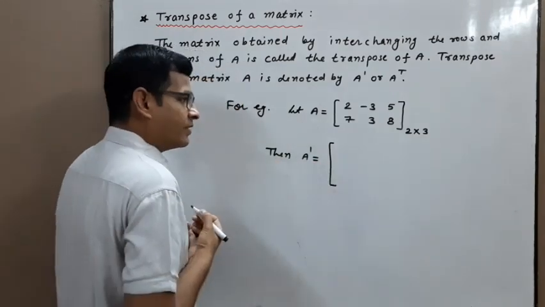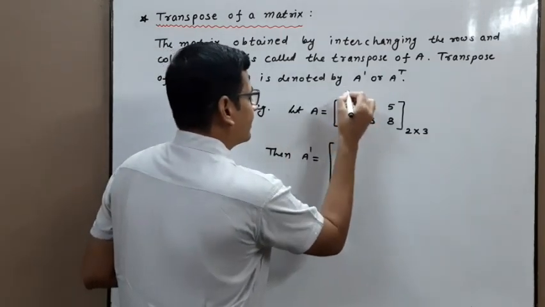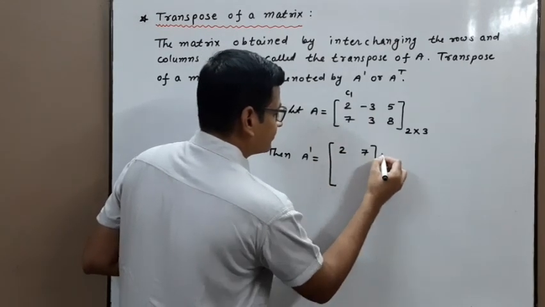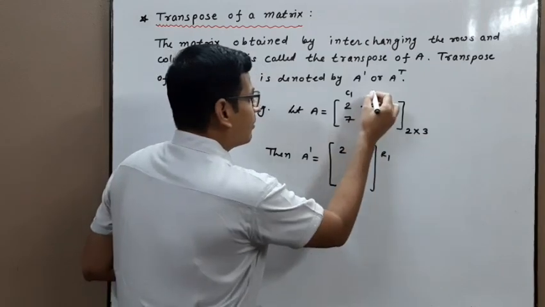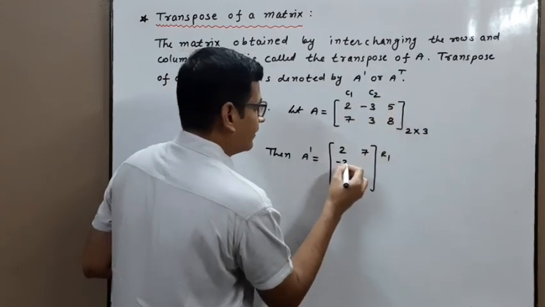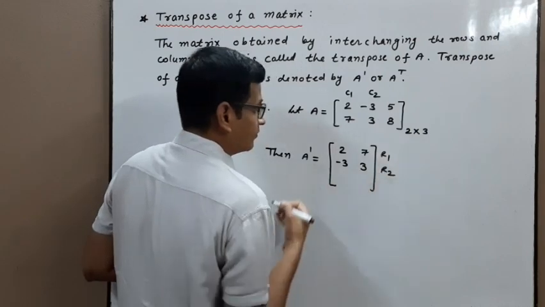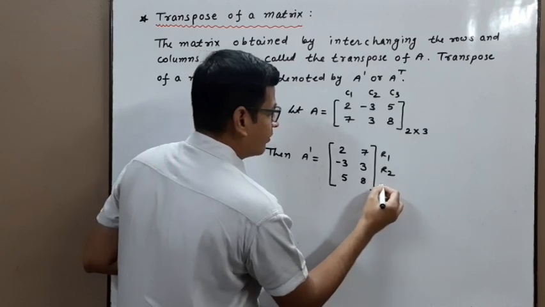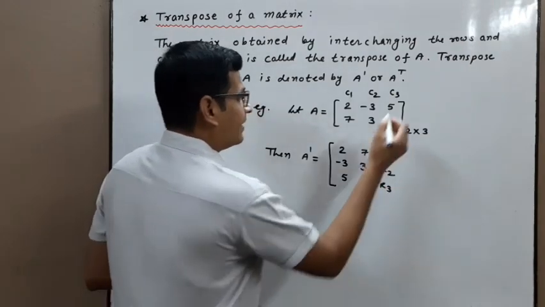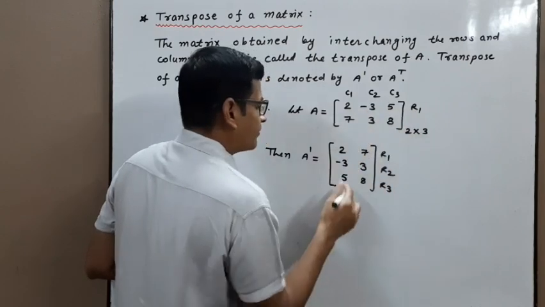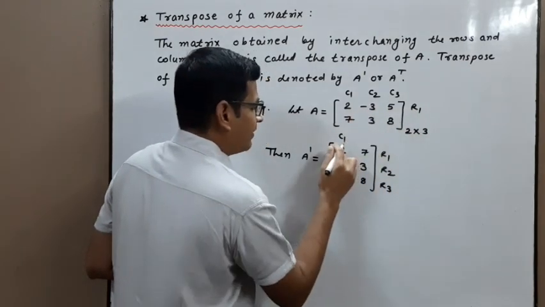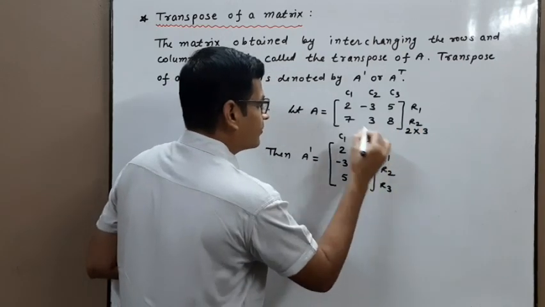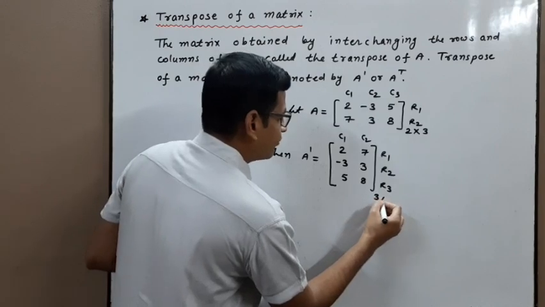Just interchanging its rows and columns. This is column 1. Write in place of row 1, 2, 7. Second column, minus 3, 3. Write in place of R2. This is column 3. Write in place of row 3. Or vice versa, we can say write R1 in place of C1, 2 minus 3, 5, or R2 in place of C2. And this is a 3 by 2 matrix.